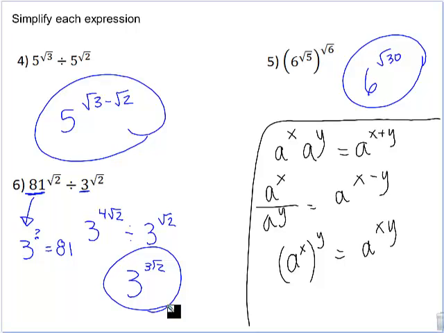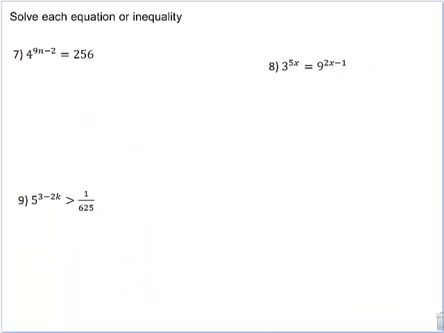All right, let's try a couple more. So if we're going to solve these. Okay.